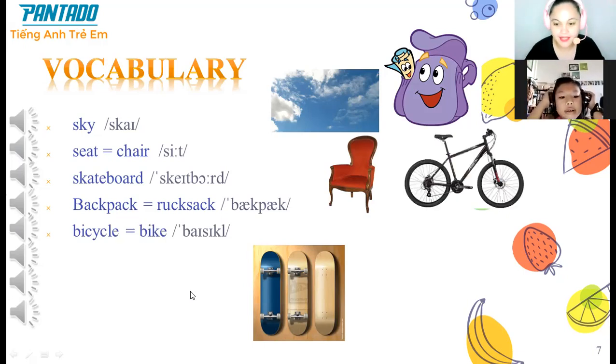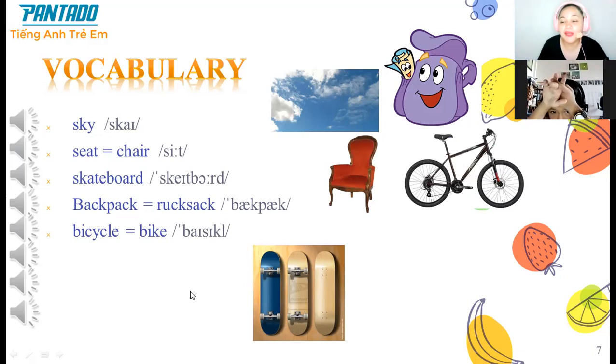Bicycle. What's the color of your bicycle? I will guess. Maybe it's red. No, it starts with letter P. Pink. Yes. Okay, very good. Well, my daughter's bike is pink and my other daughter's bike is black like that in the picture.